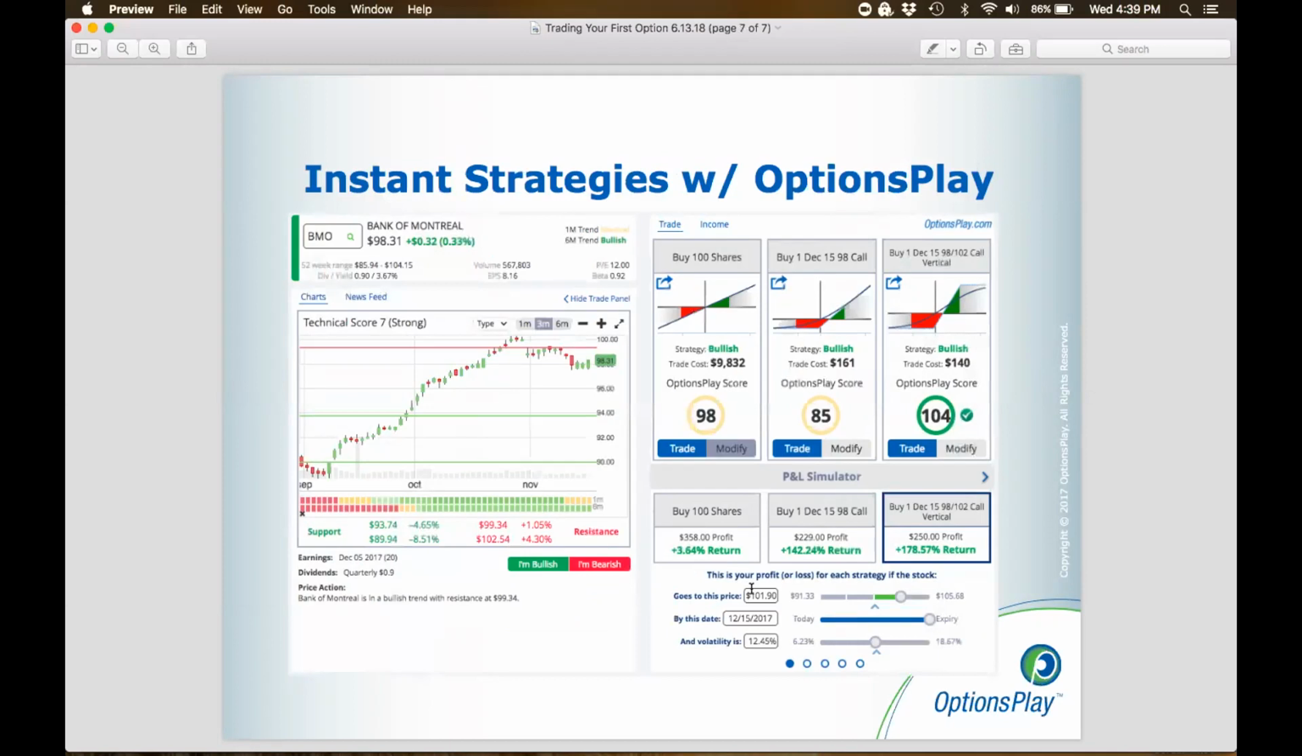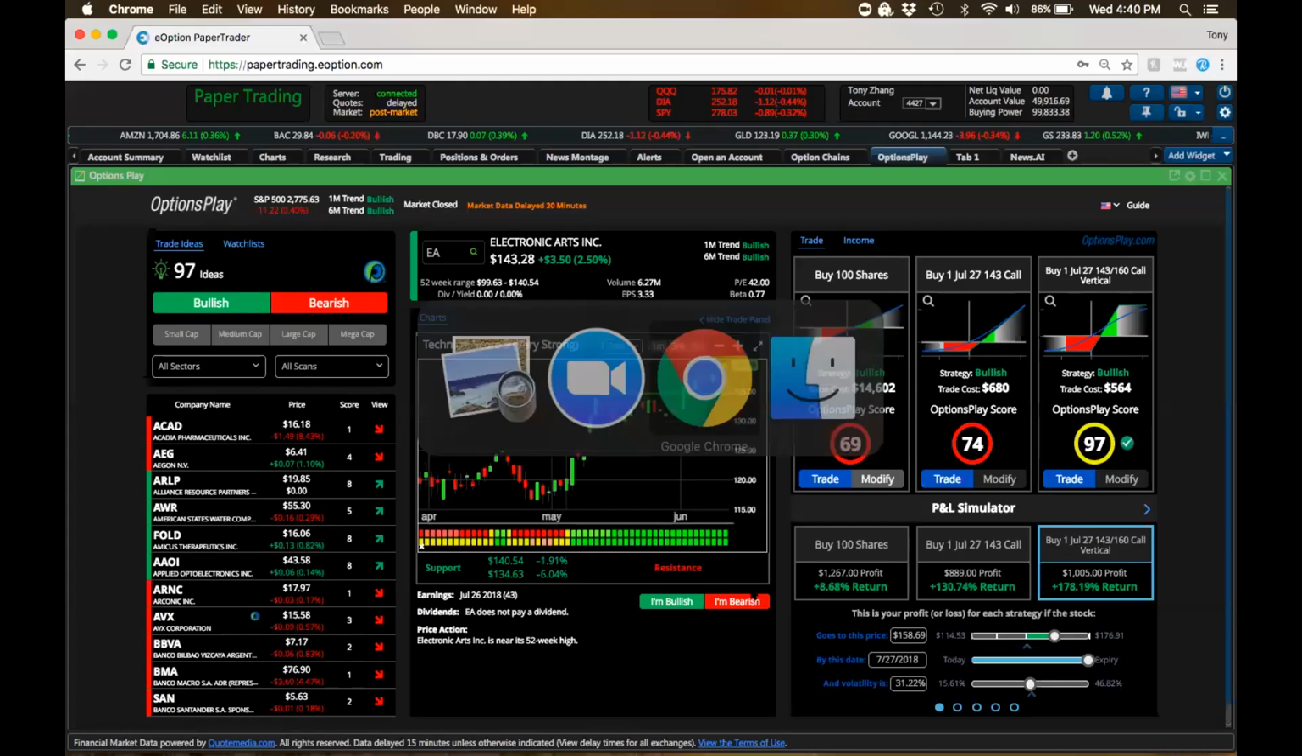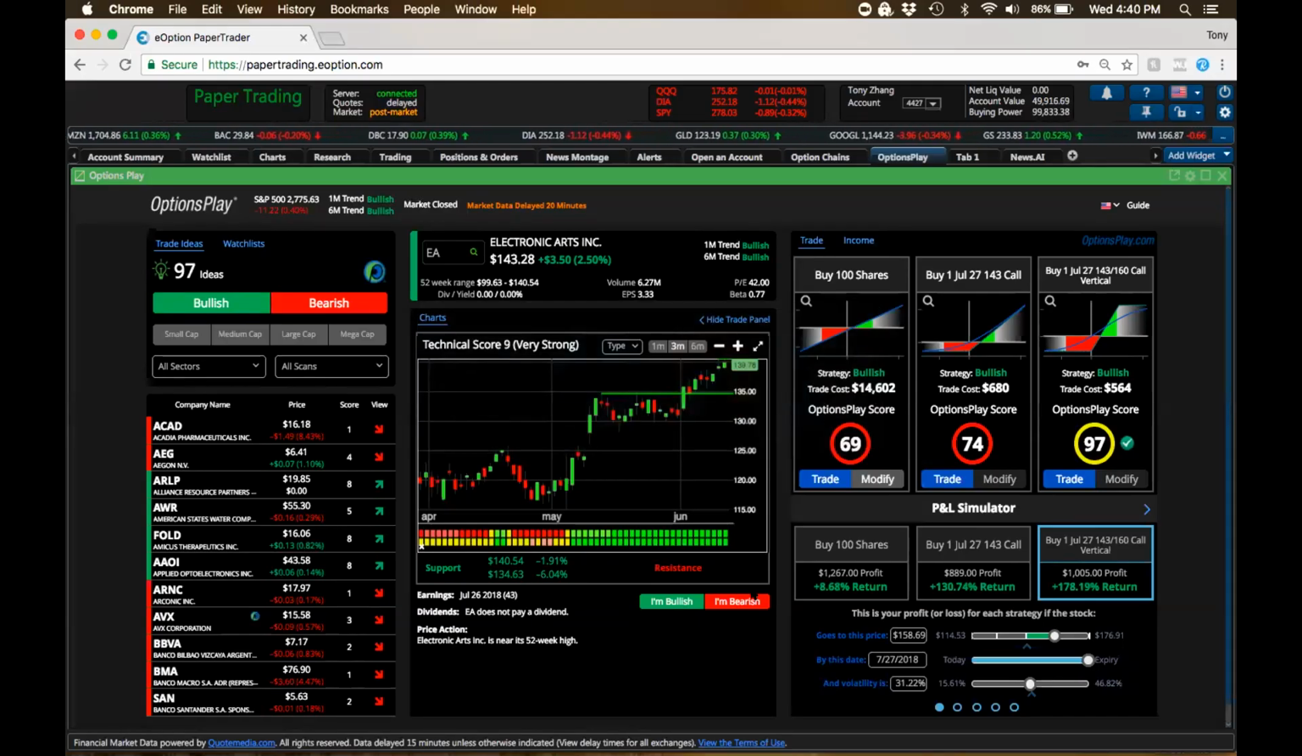So let's actually jump over to OptionsPlay, because that's really where I want to spend most of my time. Because this is the tool that you'll actually be using when you're trading options. You're not going to be looking at a PowerPoint presentation if you're trading options. So what I want to help do today is bridge that gap between the educational piece and the actual practical piece of doing the research on the underlying stock and actually placing an options trade.